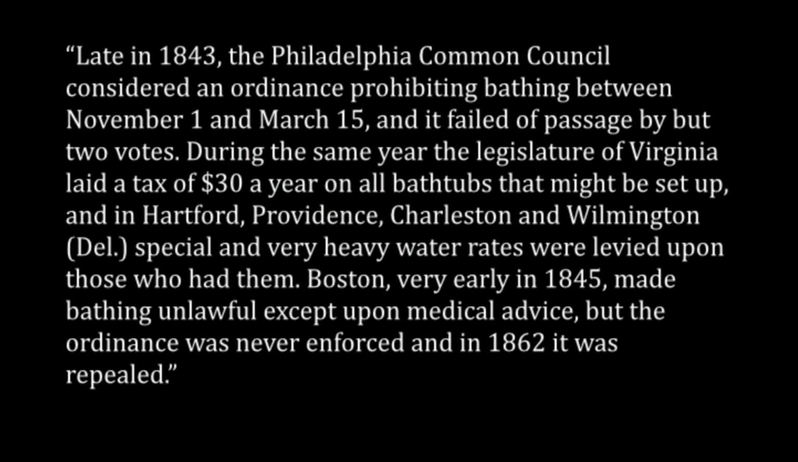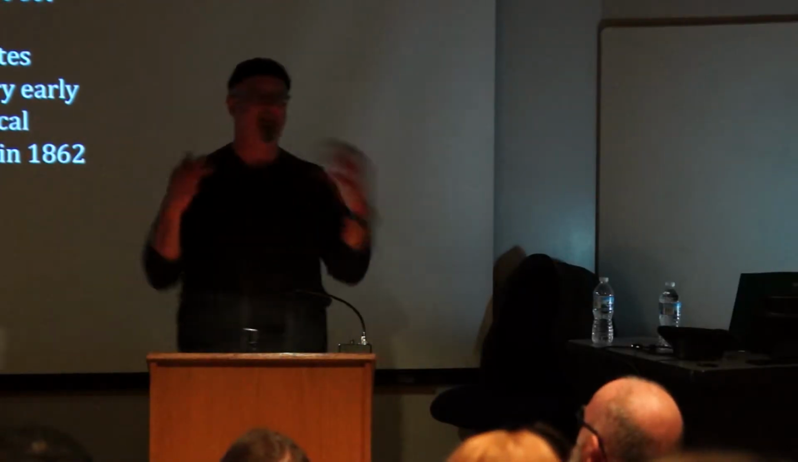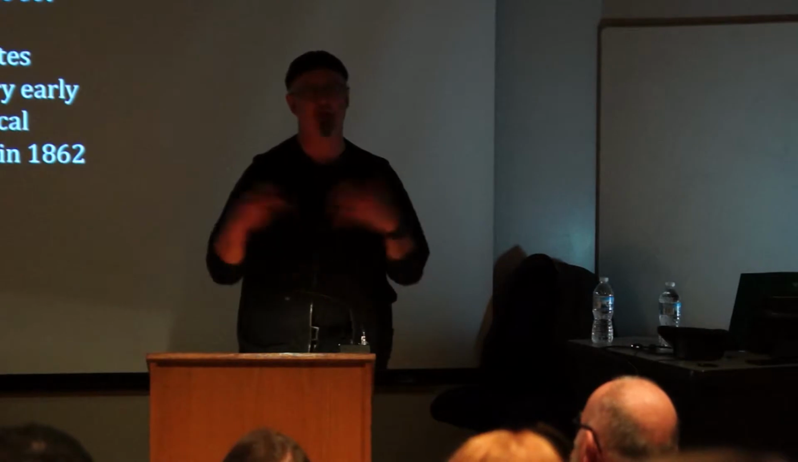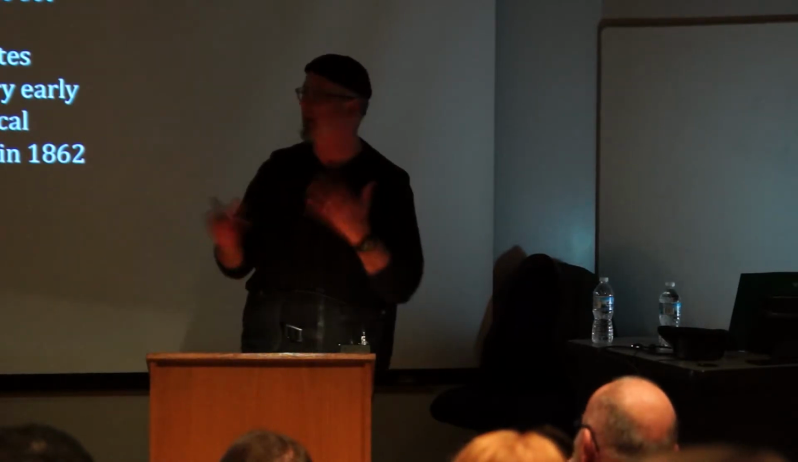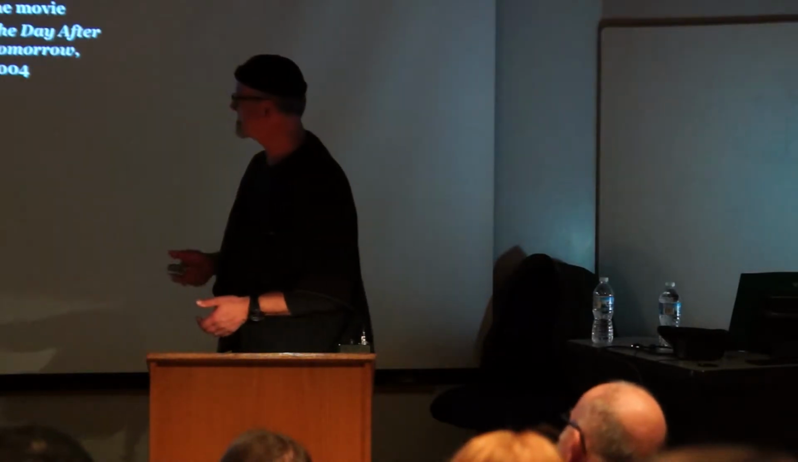So late in 1843, the Philadelphia Common Council considered an ordinance prohibiting bathing between November 1st and March 15th. And it failed of passage by about 2 votes. During the same year, the legislature of Virginia laid a tax of $30 a year on all bathtubs that might be set up. And in Hartford, Providence, Charleston, and Wilmington, Delaware, special and very heavy water rates were levied upon those who had them, as if bathtubs produced a discourse in public policy on hygiene and other things that bathtubs might lead to, and so forth.